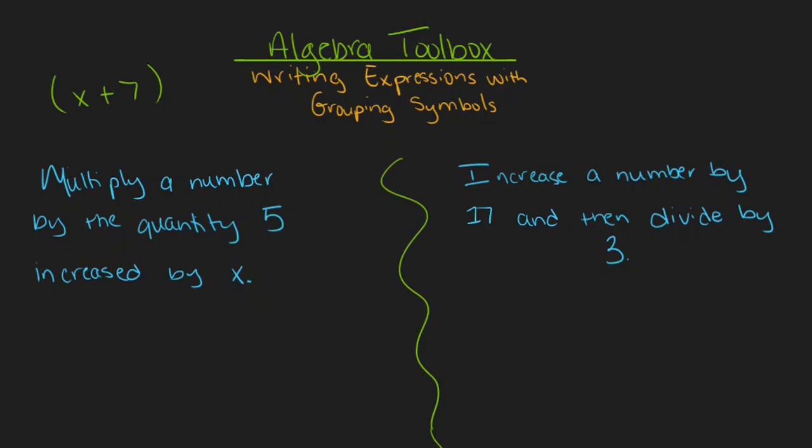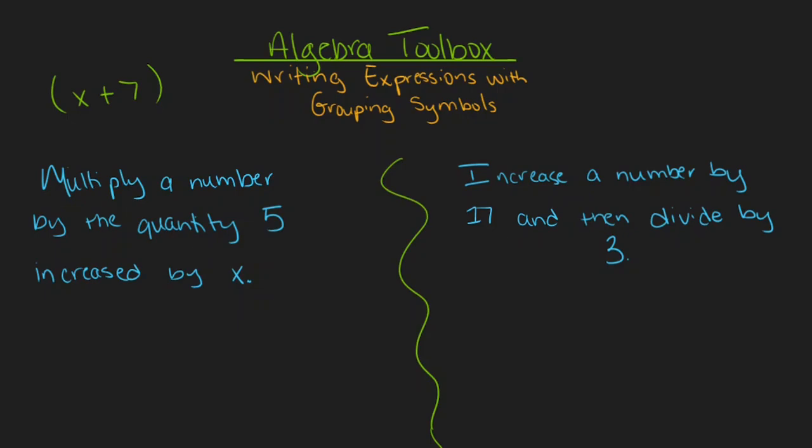So now that we know the situations where we're likely to see grouping symbols required, let's take a look at examples of each and see how they work out on paper. We'll take a look at the left side first. So this tells us to multiply a number by the quantity 5 increased by x. There's quite a bit to unpack here, so we'll go step by step.